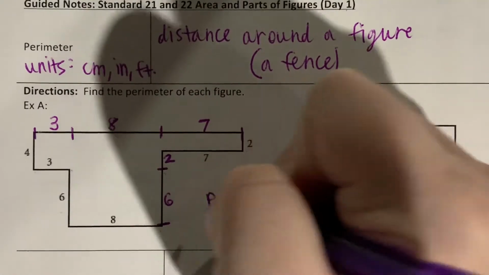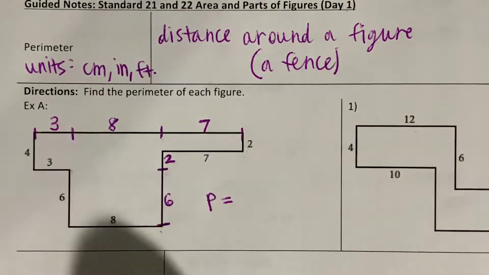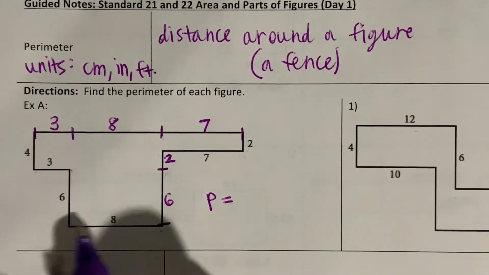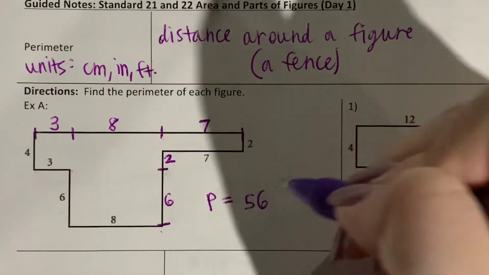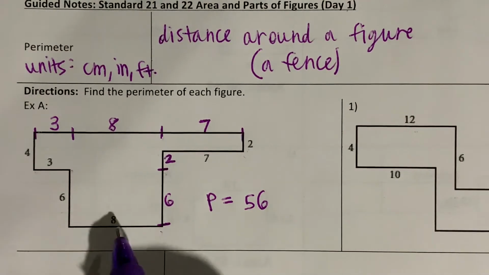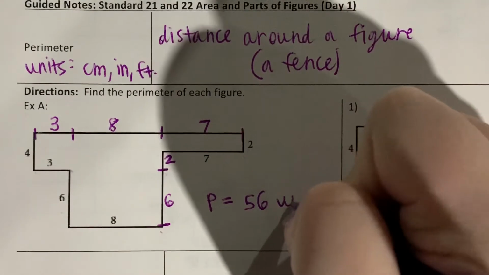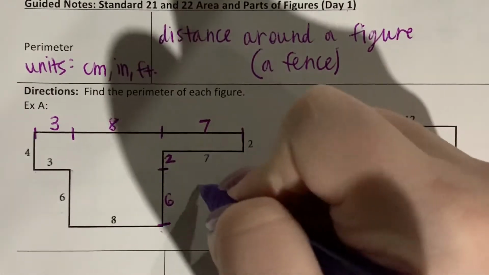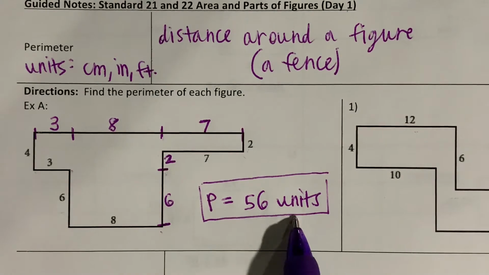And for perimeter, we use capital P. So we can say perimeter equals, and when you punch all of those small distances into our calculator, we would get 56. Notice these lengths here weren't measured as a specific type of unit. It didn't say yards or centimeters. So for that reason, I'm just going to say units. You could write the word units. You could also write a lowercase u to show that our total perimeter is 56 units.